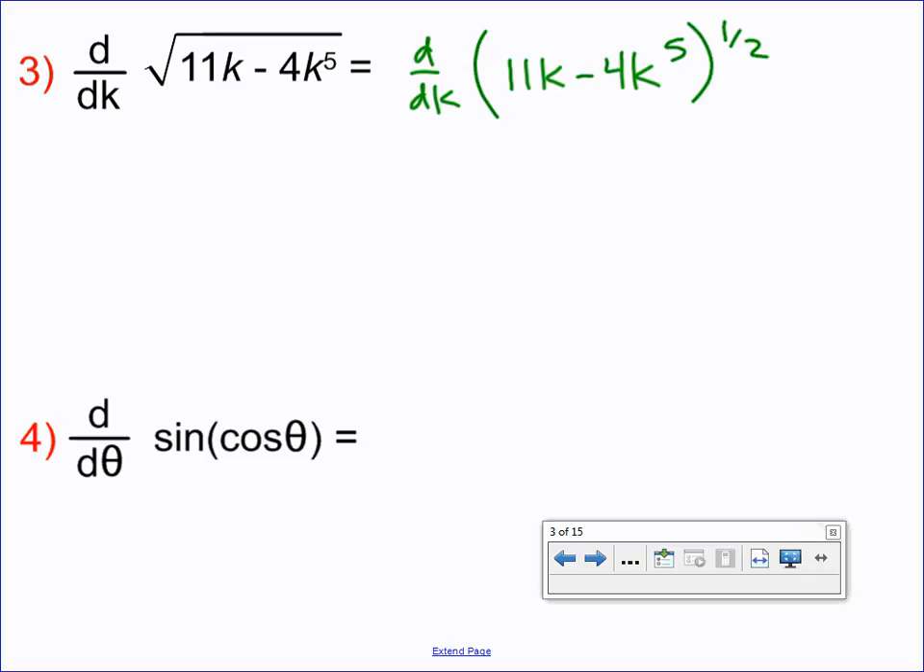So the derivative of a composition of functions is the derivative of the overall function. This is a power rule. Exponent times the base raised to 1 less. What's 1 less than 1/2?